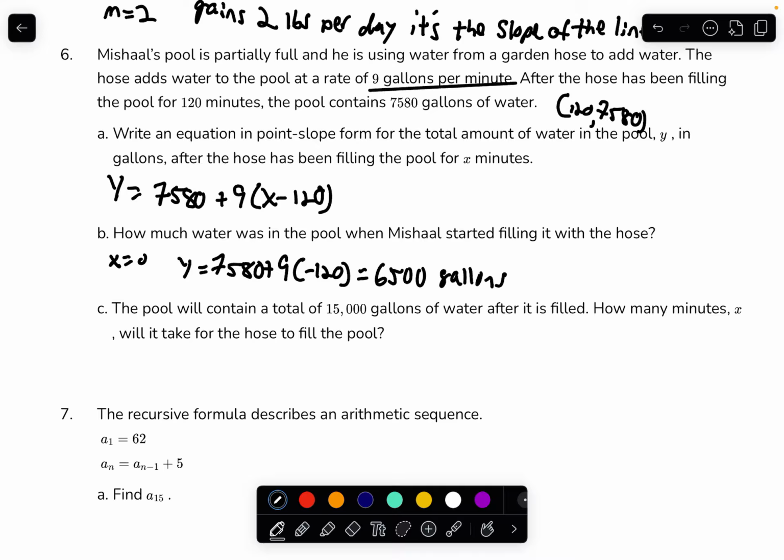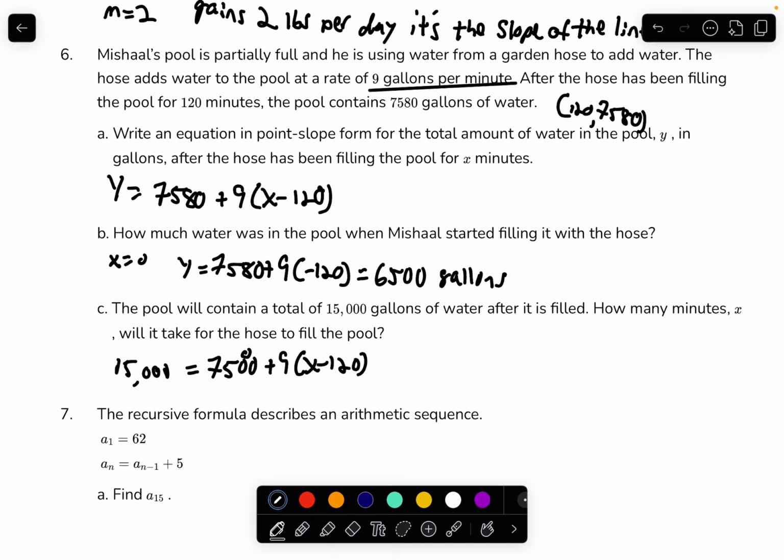The pool will contain a total of 15,000 gallons of water after it is filled. How many minutes x will it take for the hose to fill the pool? Well, we know that we have 15,000 gallons, right? And we have an equation for the amount of gallons in the pool as a function of time. So that's 7580 plus 9 times x minus 120, and I'm going to solve for x.